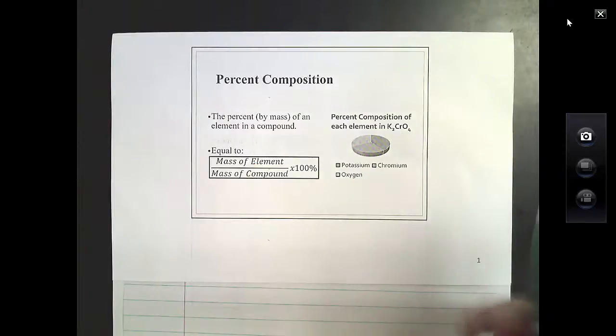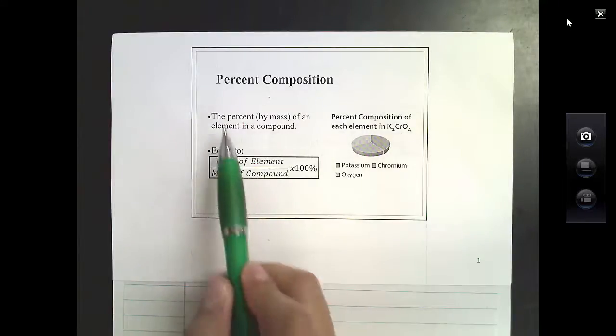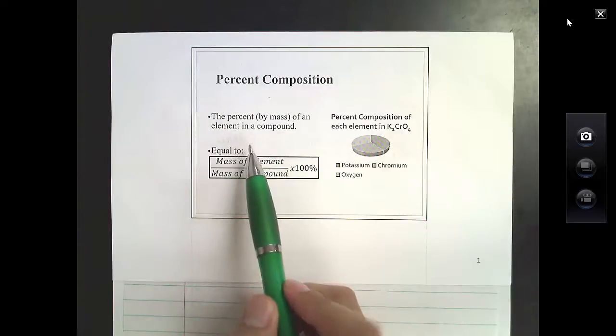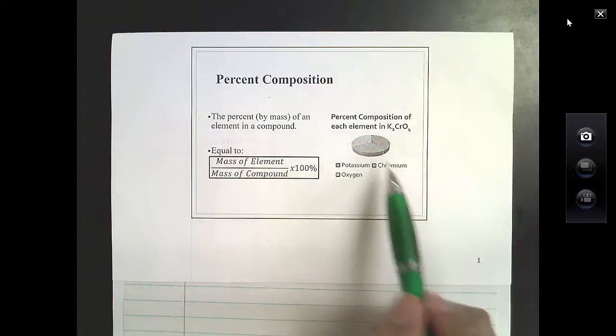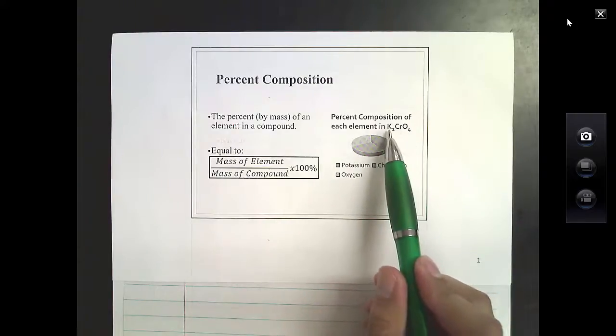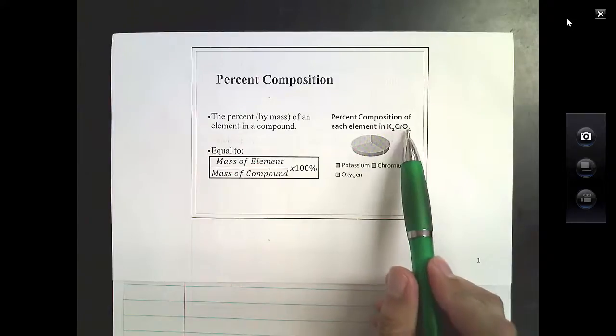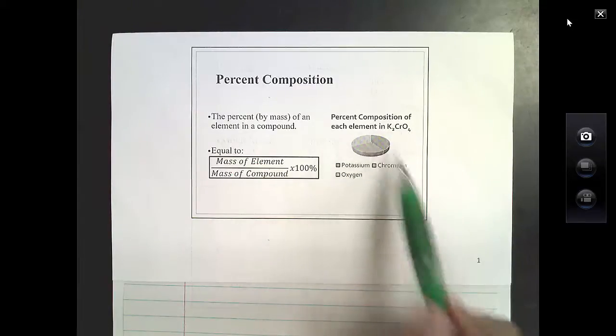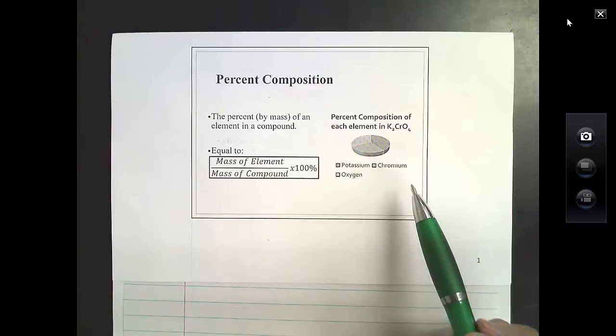This video is about percent composition. As you can see, the definition here says the percent by mass of an element in a compound. If you look at this diagram over here, we have K2CrO4. There are three different elements: potassium, chromium, and oxygen. And if we look at this pie chart, they look to be all in about equal percents by mass.